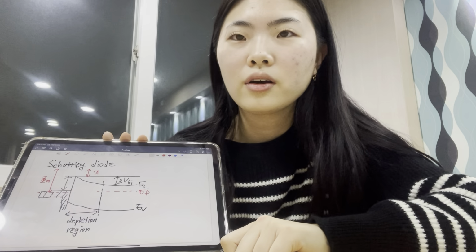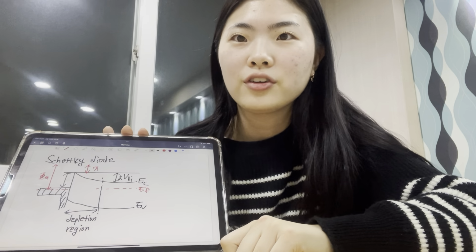So today we talked about the PN junction and the Schottky diode.